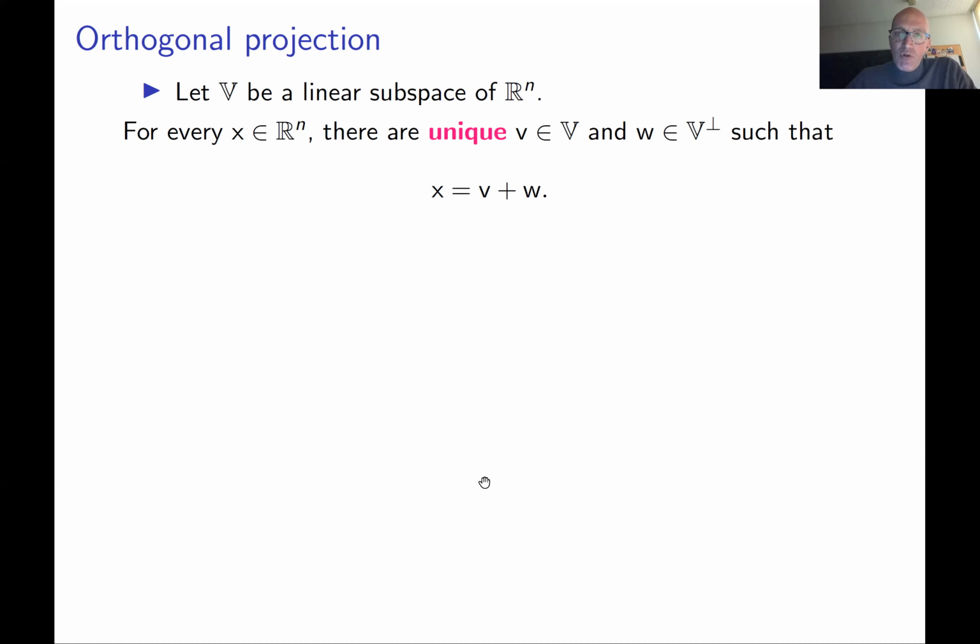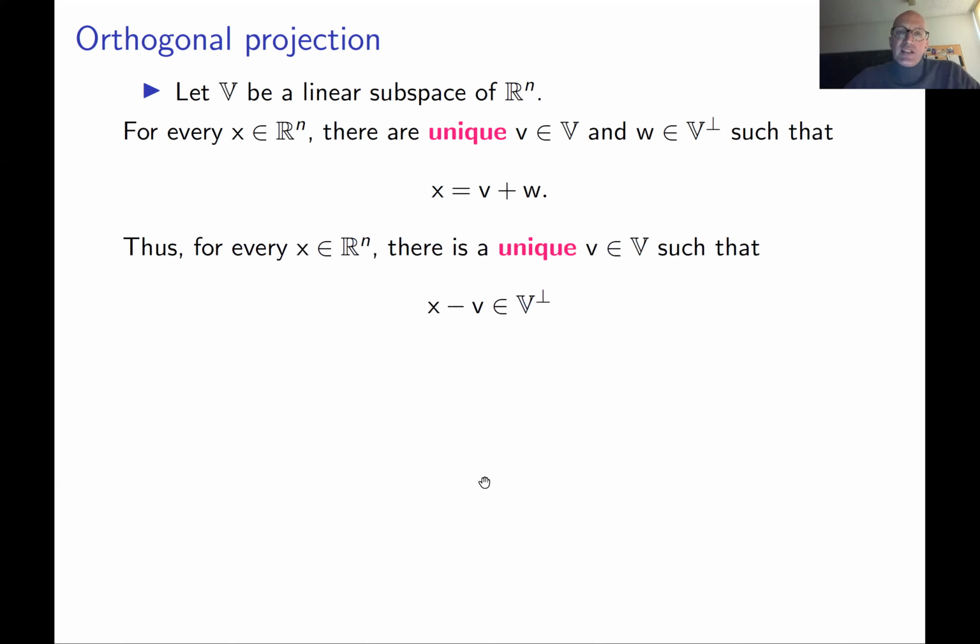Okay, so this implies that for every vector x in n-dimensional space, there's a unique vector v in V such that x minus v is orthogonal to all vectors in V. So it's contained in its orthogonal complement. Here, the vector x minus v is just the vector w. Okay, so we can define a map that maps x to this vector v.